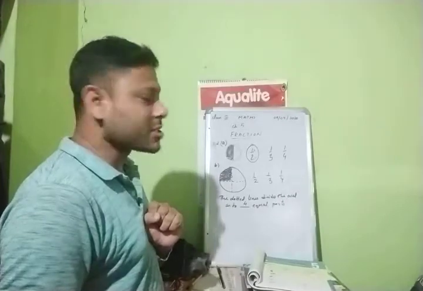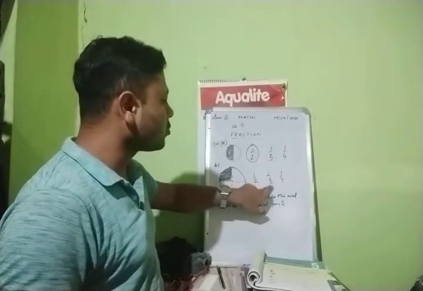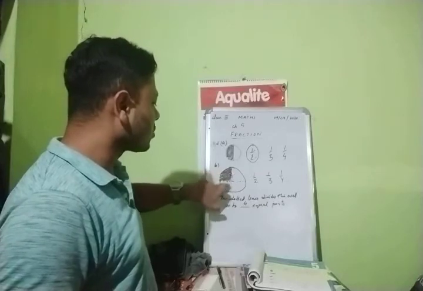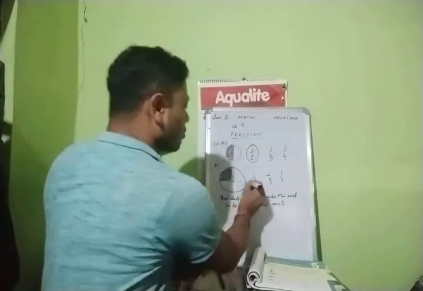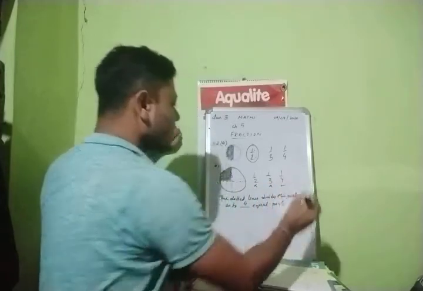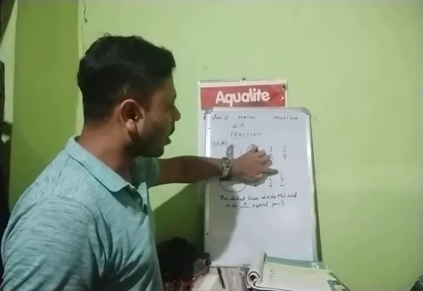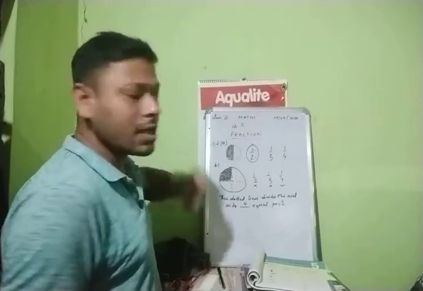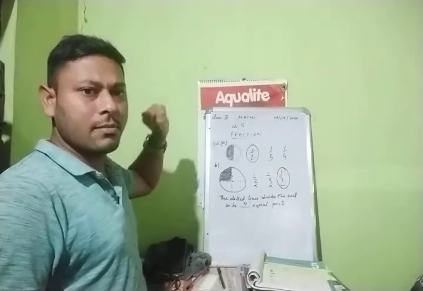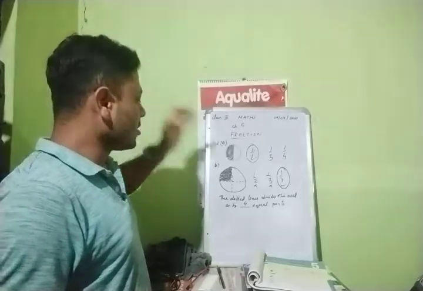Now, objective type questions are there. 3 options here: 1 by 2, 1 by 3, 1 by 4. Now how many parts are there? 1, 2, 3, 4. So 2 cross, 3 cross, 4. Right? And how many parts shaded? 1. So which is our answer? 1 by 4. Understood all? Right, children?